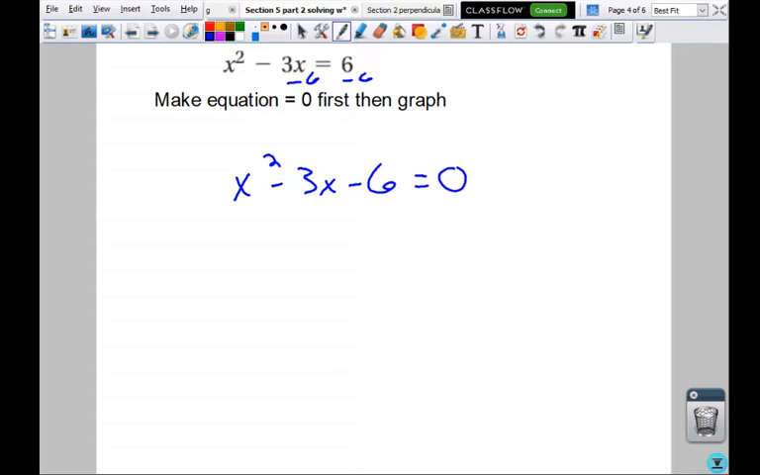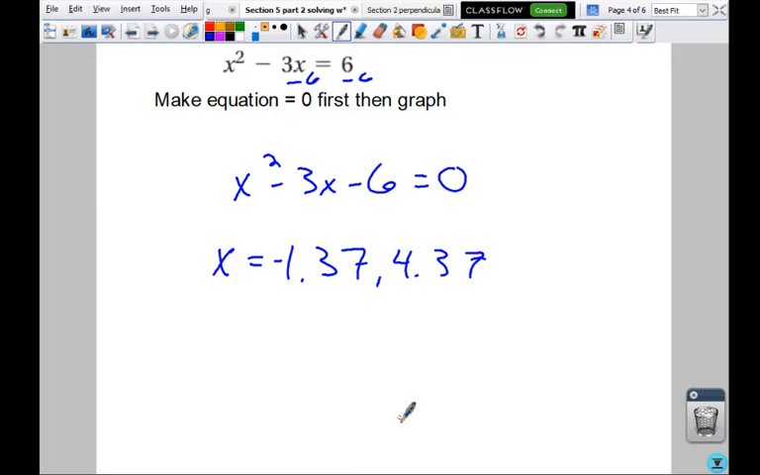As you guys do these, round to the nearest hundredth. So give me two decimals. So negative 1.37, 4.37. So when you do stuff today, give me two decimals. I don't need any more than that. So negative 1.37, 4.37.